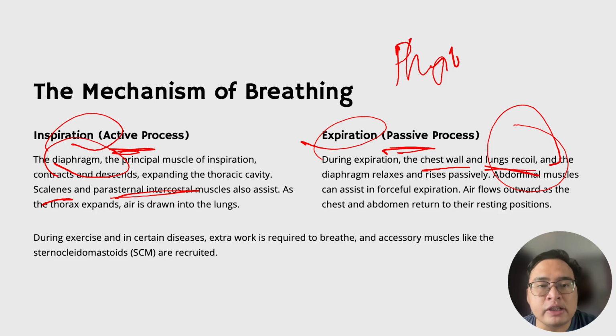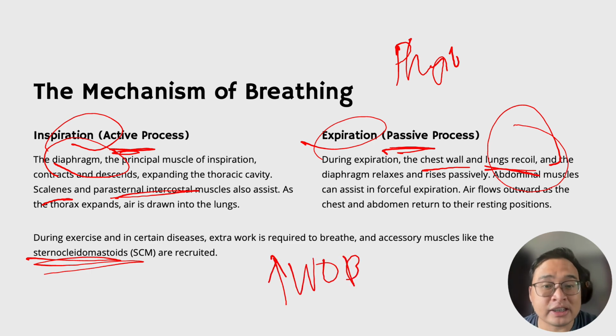Okay. So if you forcefully exhale, the abdominal muscles could sometimes assist. During exercise and in certain diseases, extra work is required to breathe, and accessory muscles like the sternocleidomastoids become recruited. So when the sternocleidomastoids are involved during breathing, it means that there is increased work of breathing. So it's a finding that you could note in your chart. Aside from that, you could also note that the patient has labored breathing.